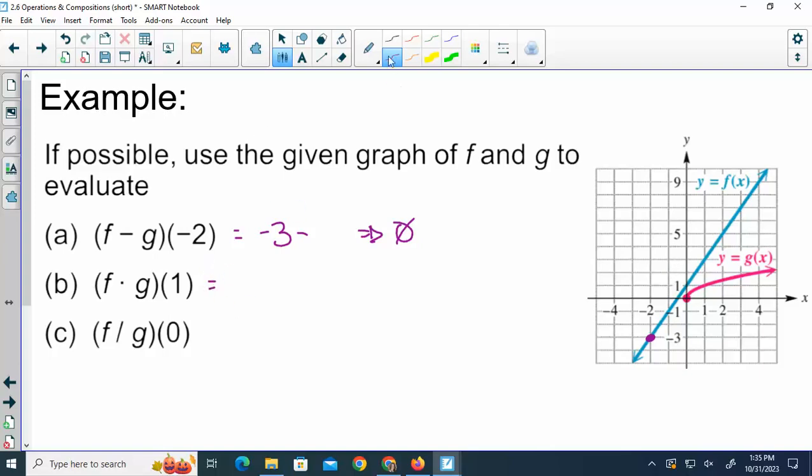B, at positive 1. So f of 1, when my x is 1, the y value of f is 3, times the y value of g, 1, and 3 times 1 is 3. C, f divided by g of 0. So when x is 0, the y value of f is 1, divided by the y value of g, 0, and we can't divide by 0, so that one turned out to be undefined as well. So both graphs have to exist there for you to be able to do your operation. Questions on that one?